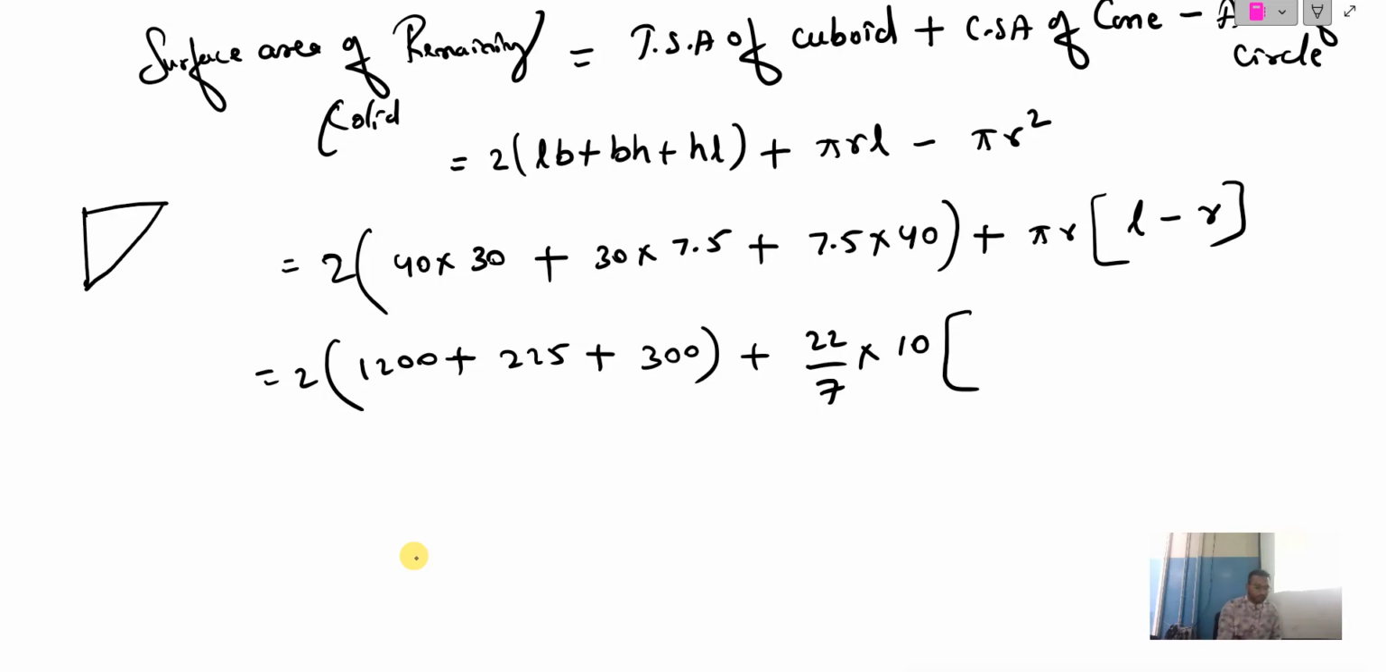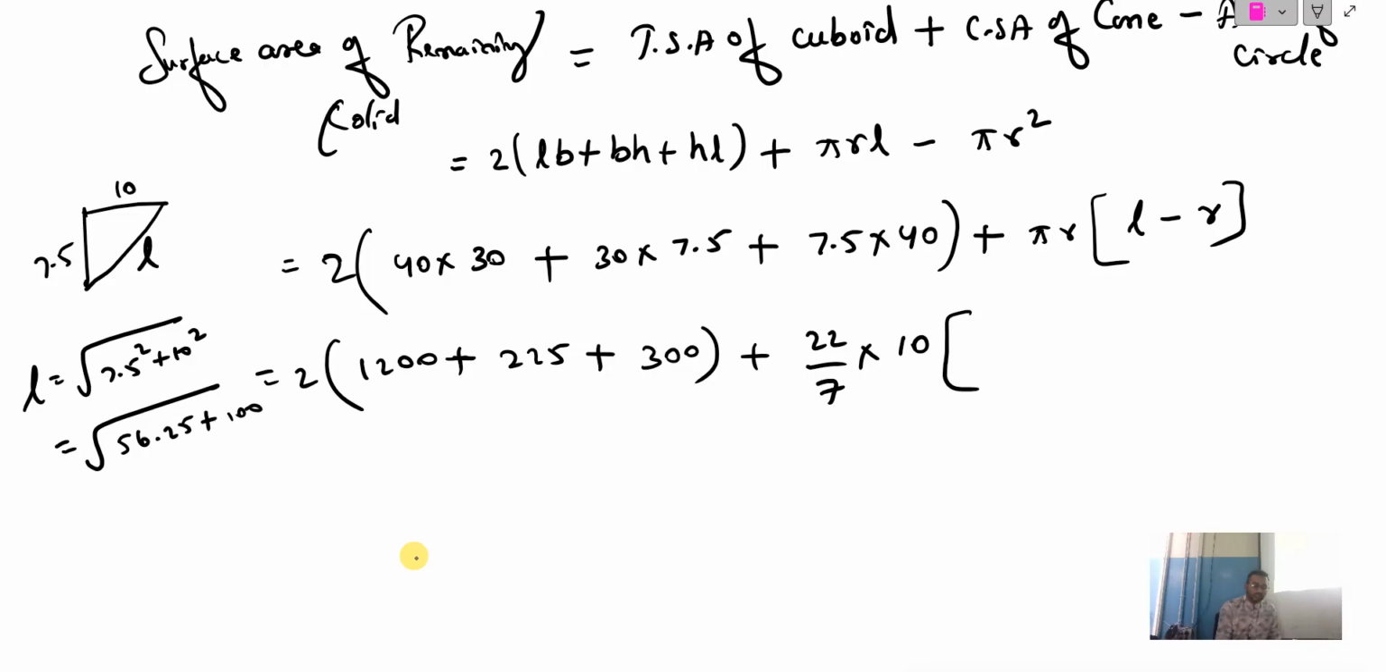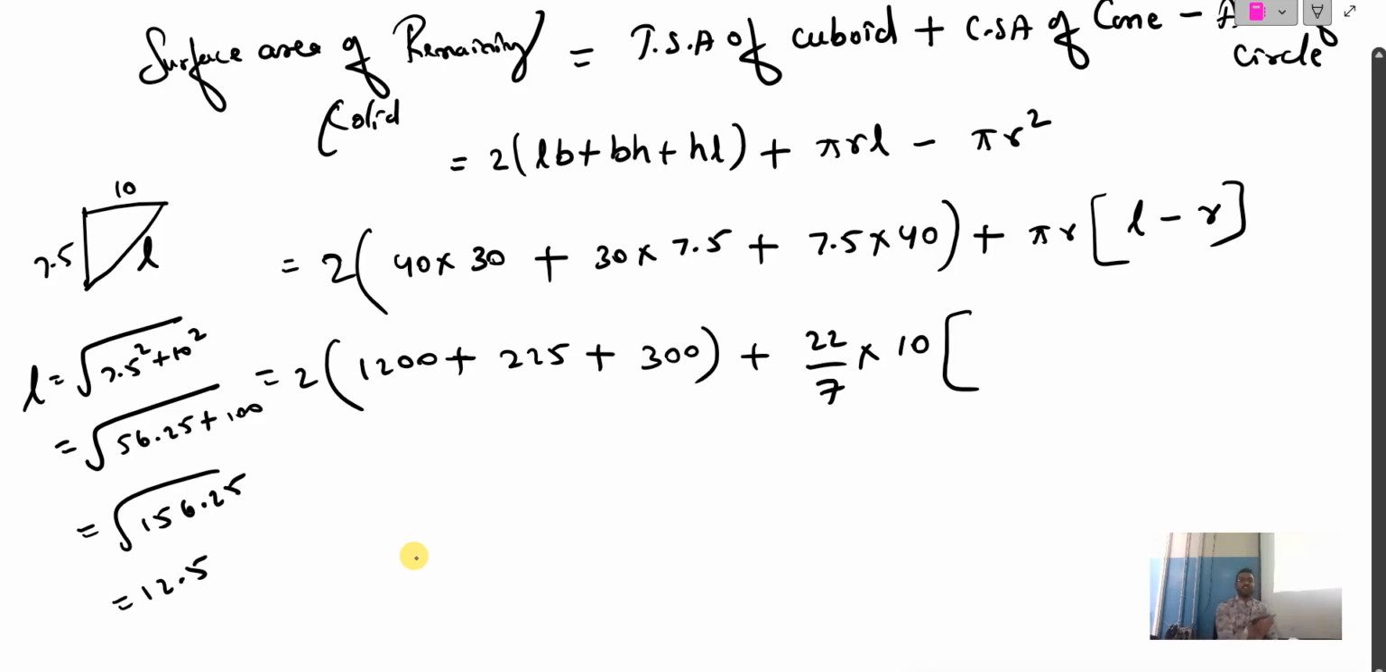Okay. So we got to know the value of L, that is 12.5. So L is 12.5 minus radius 10. Clear? Yes. Now, 2 into how much? 1200 plus 225 plus 300. 1725. Sure? Yes. Plus 22 by 7 into 10 into 12.5 minus 10, 2.5.